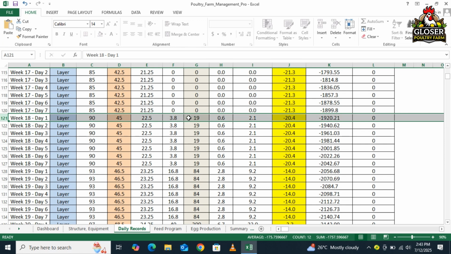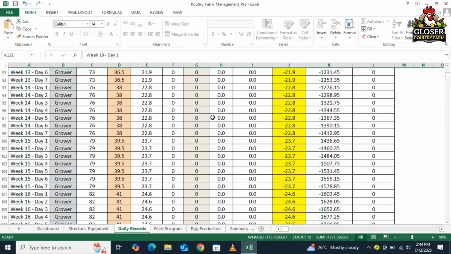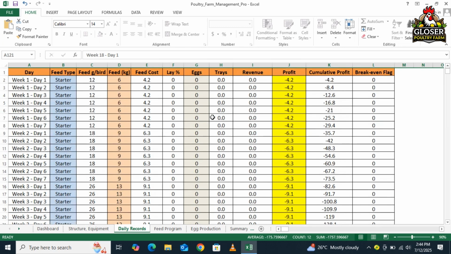The tool also calculates the expected number of eggs per day and the number of trays those eggs will fill. This lets you compare the actual egg count you collect against what's expected. If the number of eggs you're getting is far below the expected amount, it might be a warning sign. It could mean your birds aren't eating enough feed, or that they're stressed, possibly sick, or that you bought low-quality stock. Early detection like this is one of the most powerful features of this system. It helps you act fast before things get worse.